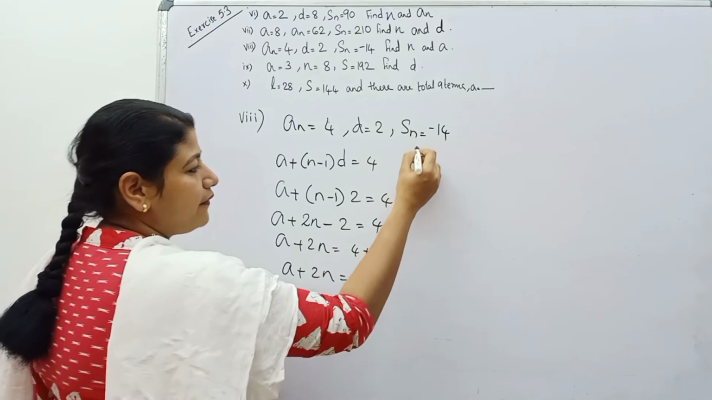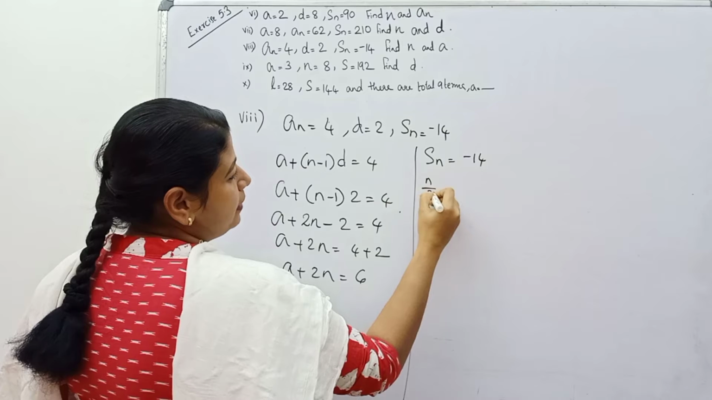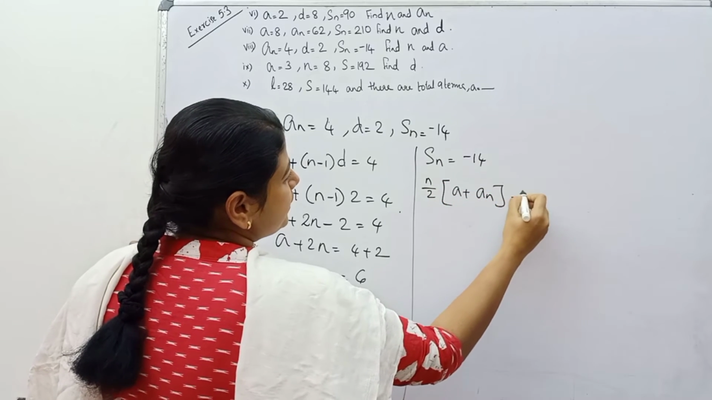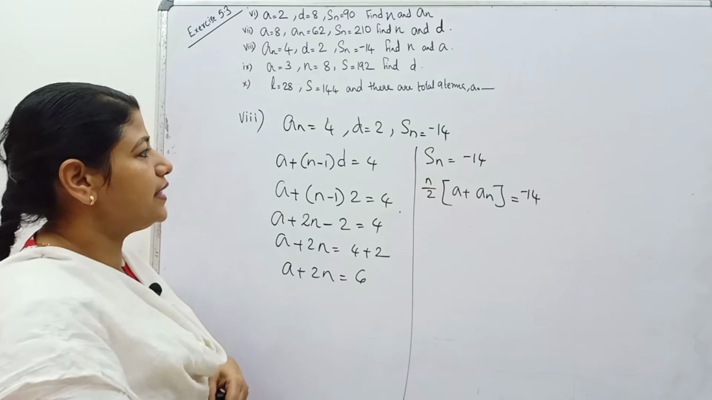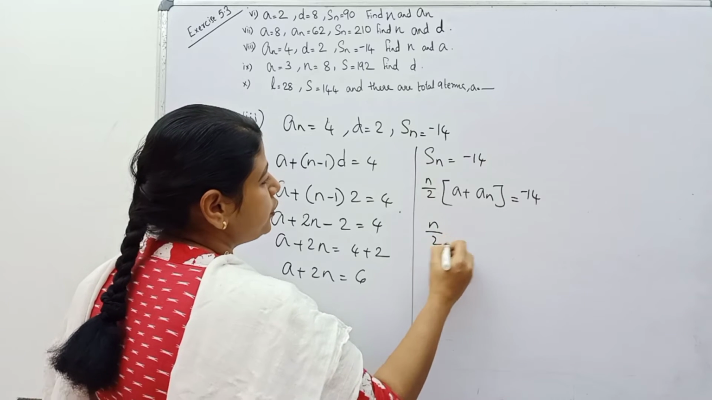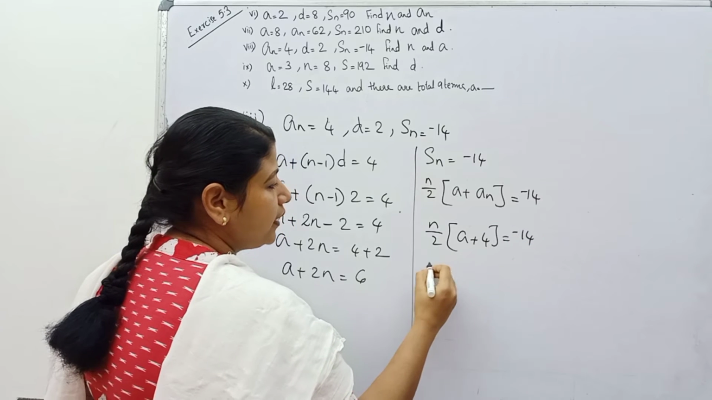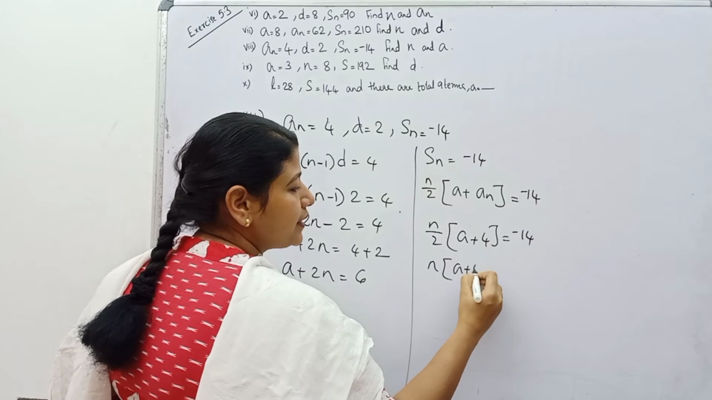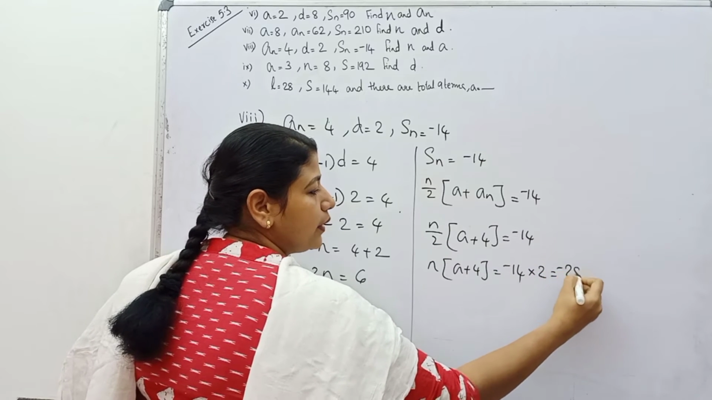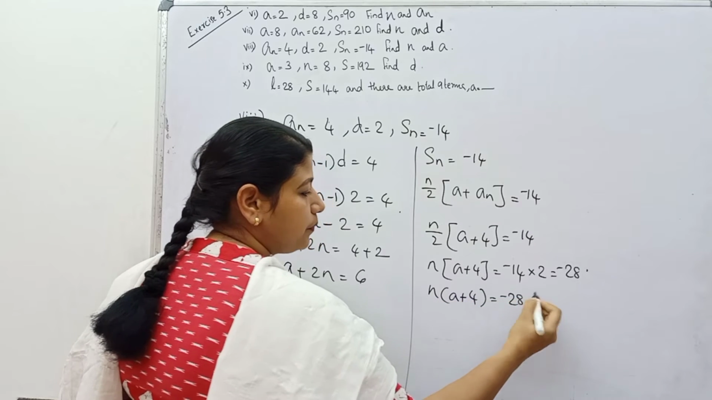Now we have Sn equal to negative 14. Sn means n by 2 into a plus an is negative 14. We have an as 4. So n by 2 into a plus 4 is equal to negative 14. Or we can write n into a plus 4 equal to negative 14 into 2, taking the 2 to that side, you will get negative 28. So n into a plus 4 is negative 28.